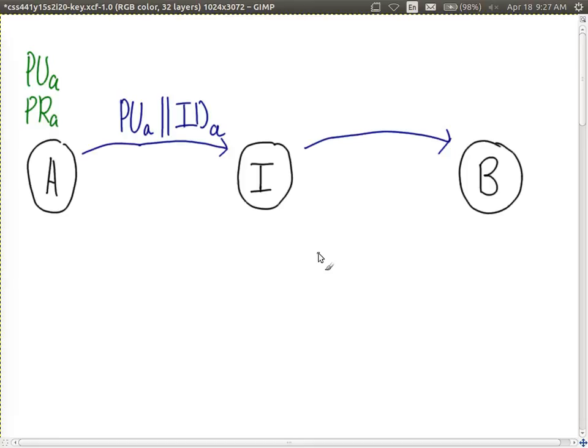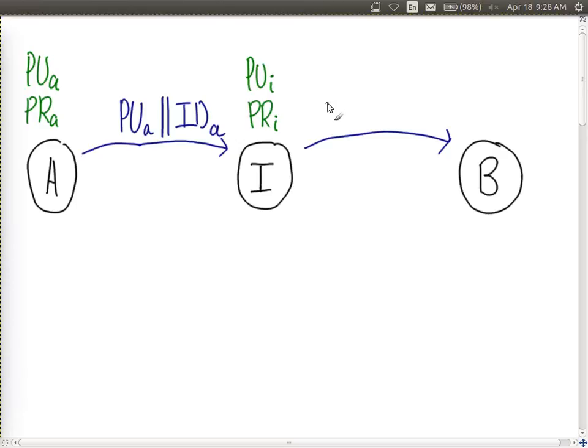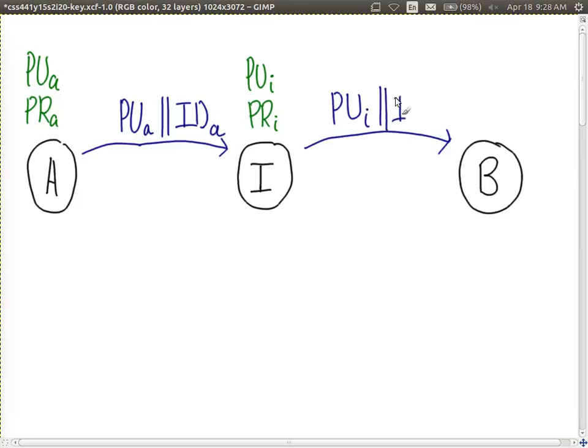So in addition, user I knows its own key pair. I has generated its own key pair. Anyone can generate their own key pair. And it sends a message containing the public key of I and the identity of A. There's no need to change the identity. We're still pretending to be user A.